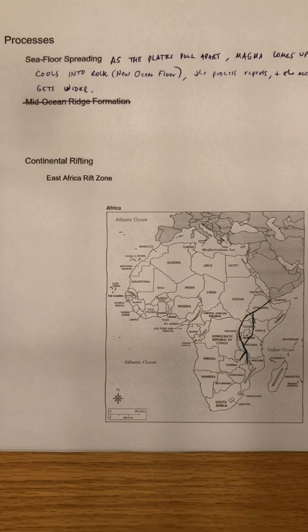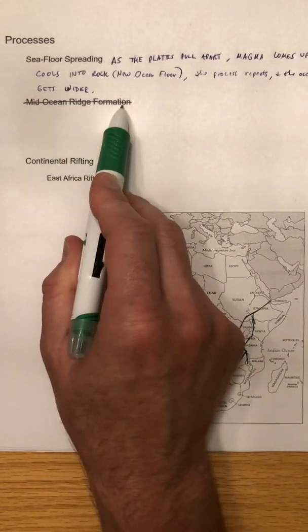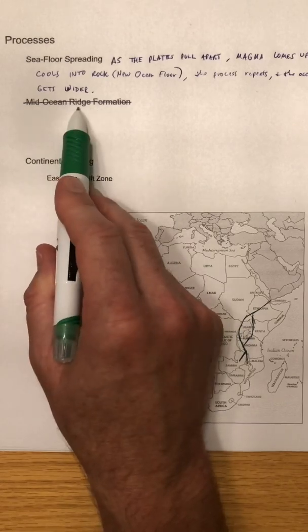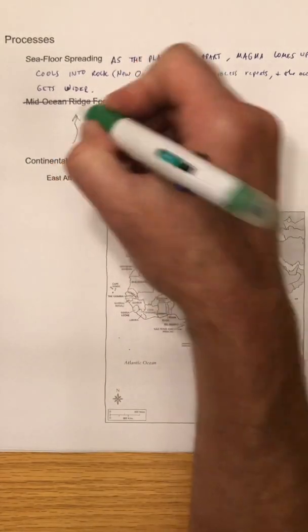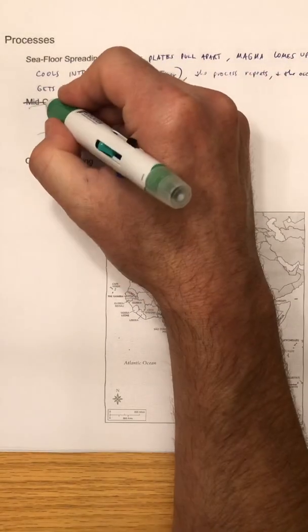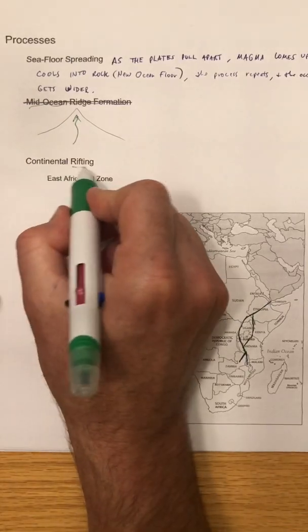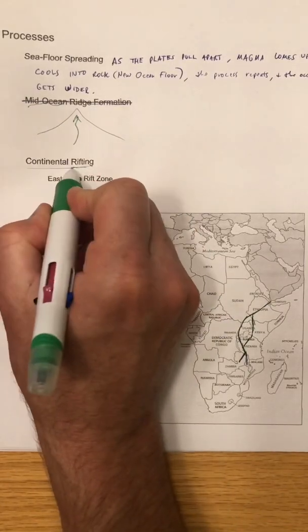Okay, last thing. I did mention mid-ocean ridge formation. I don't think you need to write anything down, but there's a mid-ocean ridge because magma is pushing up, and it makes the land go up under the water. Okay, last but not least, sometimes the rifting or the tearing occurs on land.